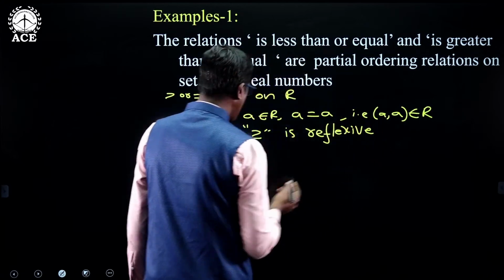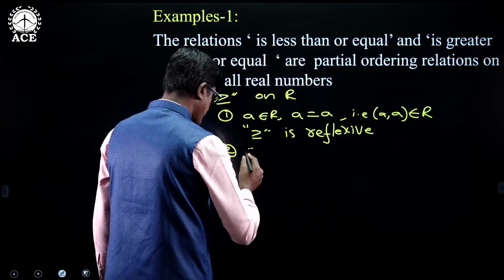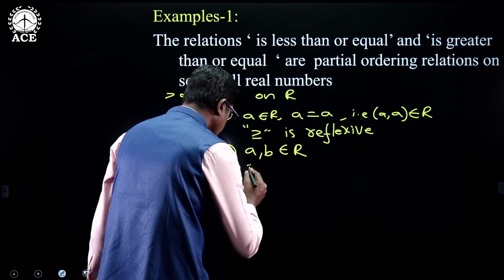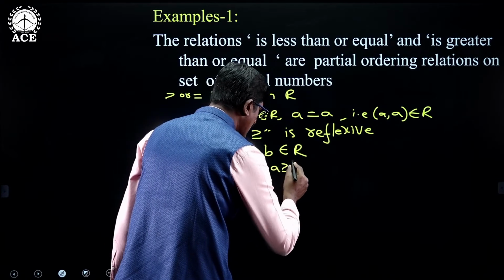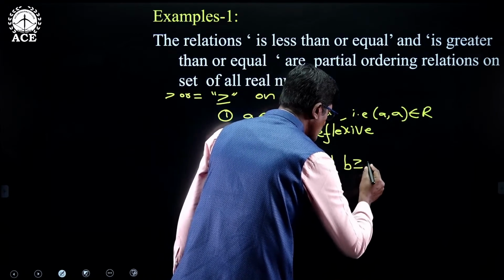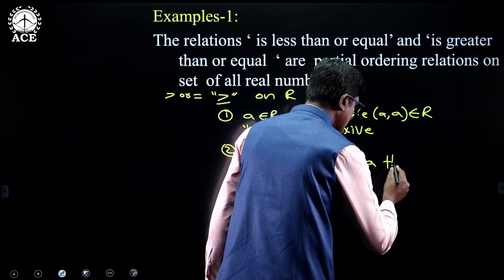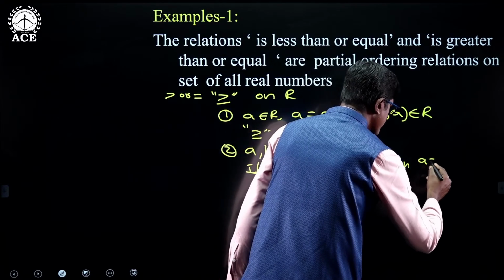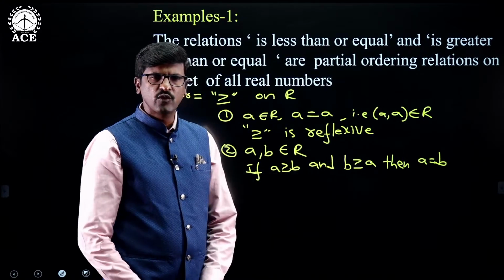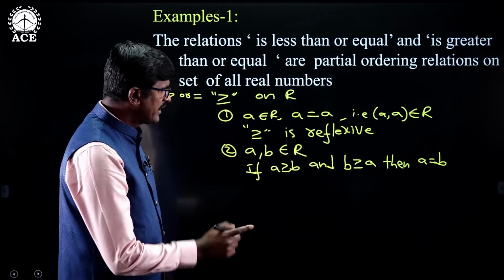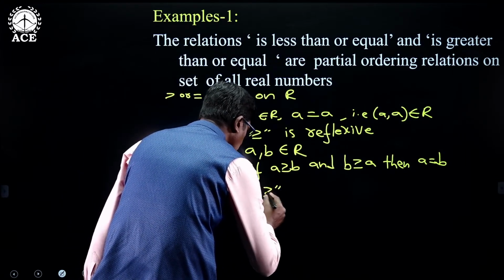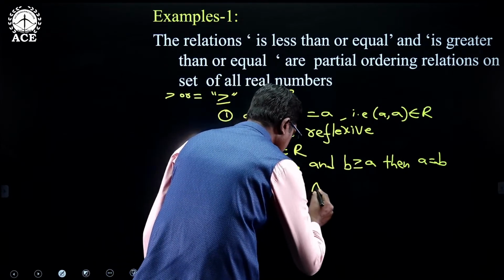Next, the antisymmetric property. I am taking two elements a, b belonging to the set of all real numbers. If a is greater than or equal to b and b is greater than or equal to a, then a is equal to b. That is possible only when a and b are equal. Therefore, the relation greater than or equal to is antisymmetric.